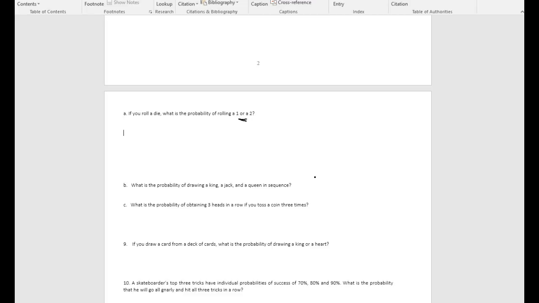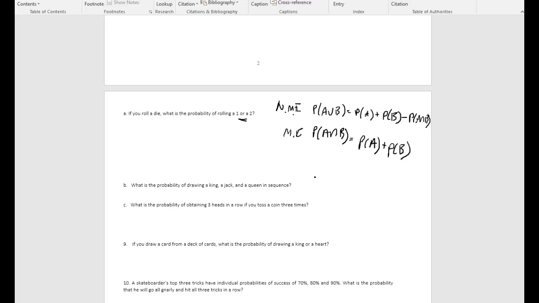And the union formula had two different formulas, right? There was the one for non-mutually exclusive events and the one for mutually exclusive events. So non-mutually exclusive would be probability of A or B is equal to the probability of A plus the probability of B minus the probability of their intersection. And then for mutually exclusive events, it was just this without subtracting off the intersection.